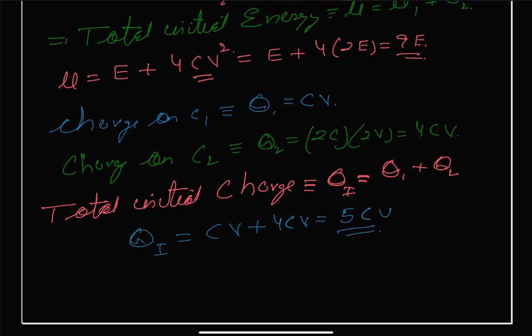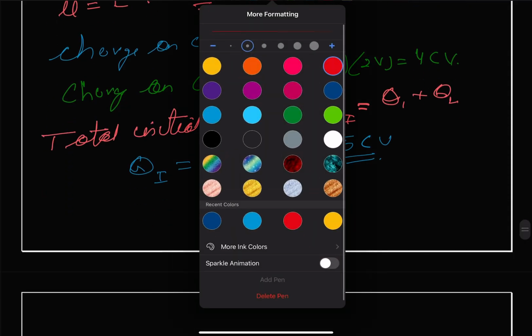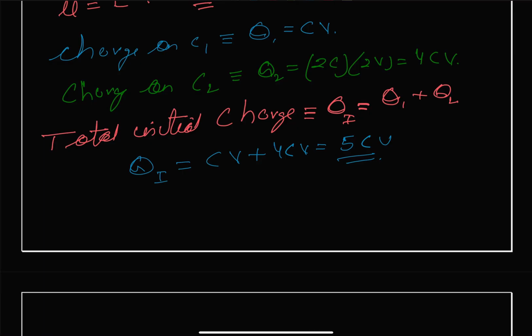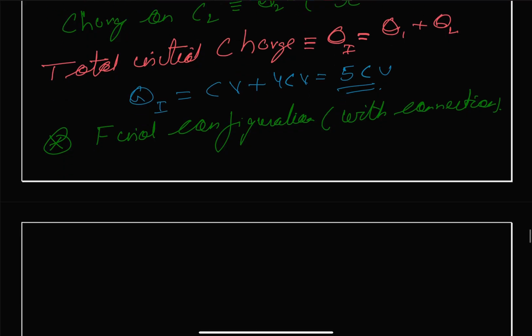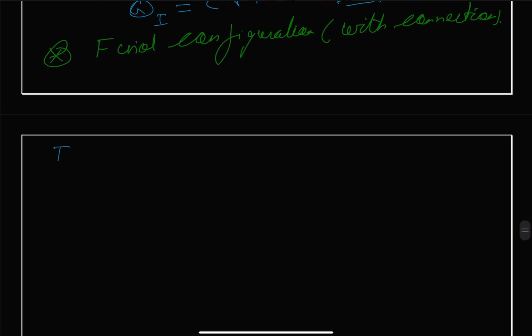And now we come to the after connection, or we can say final configuration, which is with connection. And charge will be conserved, so we can say initial charge is equal to final charge, which means final charge, that is QF, will be equal to 5CV.